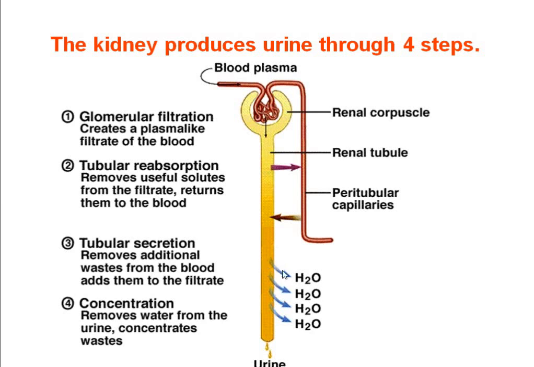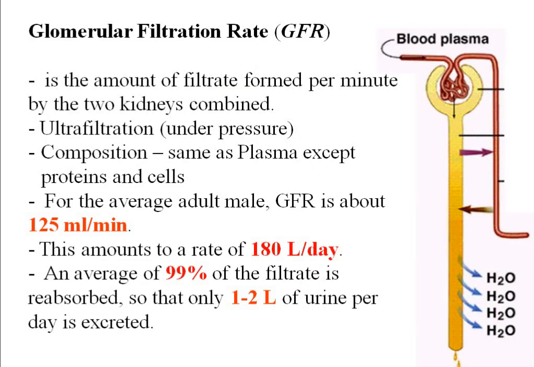The urine finally gets concentrated by reabsorption of water and various other mechanisms we'll study later. So the first component of the formation of urine, or the first process, is the glomerular filtration. So what is glomerular filtration rate? GFR is the amount of filtrate formed per minute by both the kidneys combined.